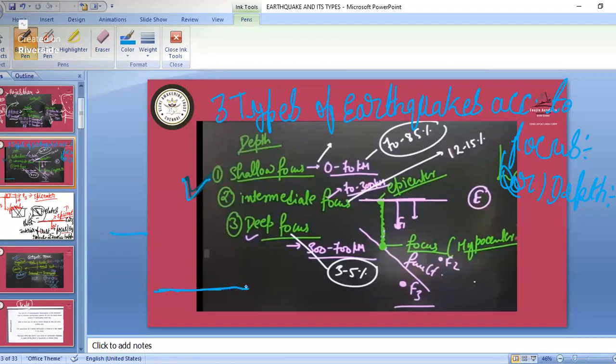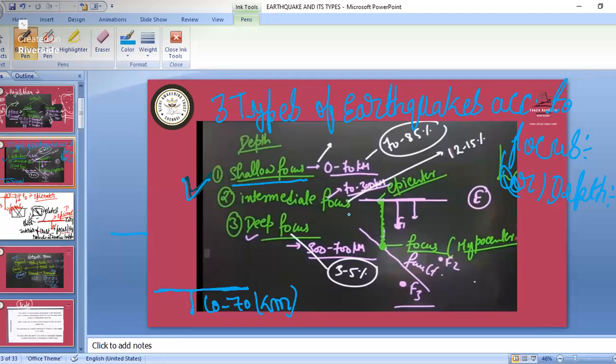Suppose we have a sudden feeling on the surface of the earth and down below. From the epicenter to that focus, that location will be 0 to 70 kilometers. That type of focus earthquake is known as a shallow focus earthquake.